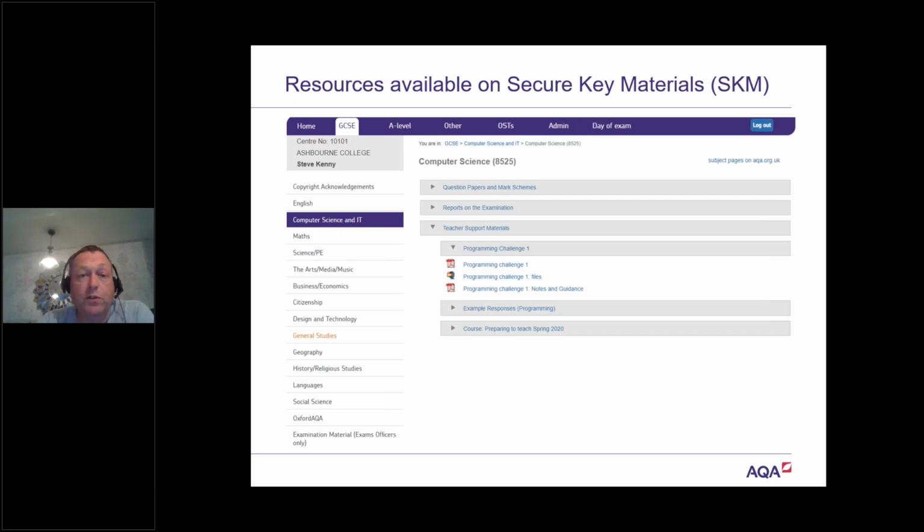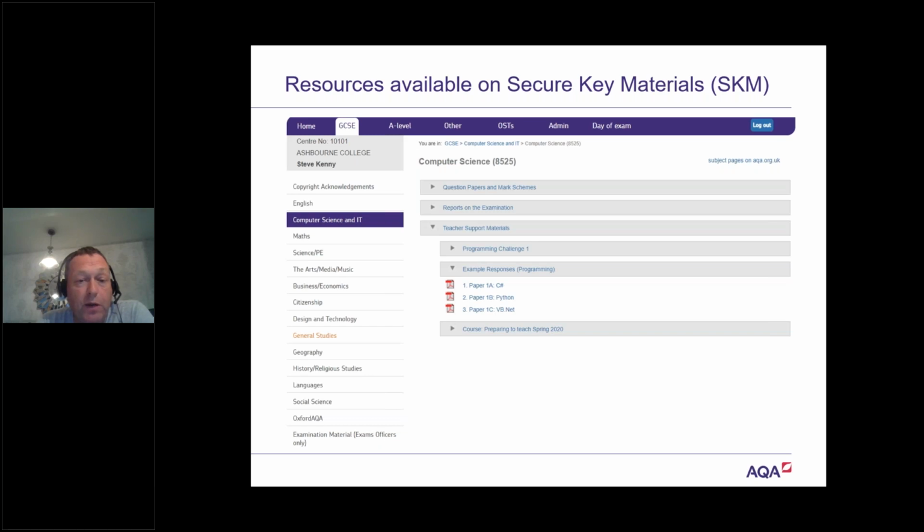So I mentioned before about resources available on SKM. If you go into SKM, under the 8525, you can see teacher support materials. So you can see there the first of the 3 programming challenges. There's the challenge itself, some additional files that students may use containing data, and then there's notes and guidance for yourself as a teacher. The second one of those is in production, and the third one we're hoping to be ready by certainly the end of the year, if not sooner. But again, with those challenges, they're just a resource. You can update, use, share, whatever you need to do with those as well.